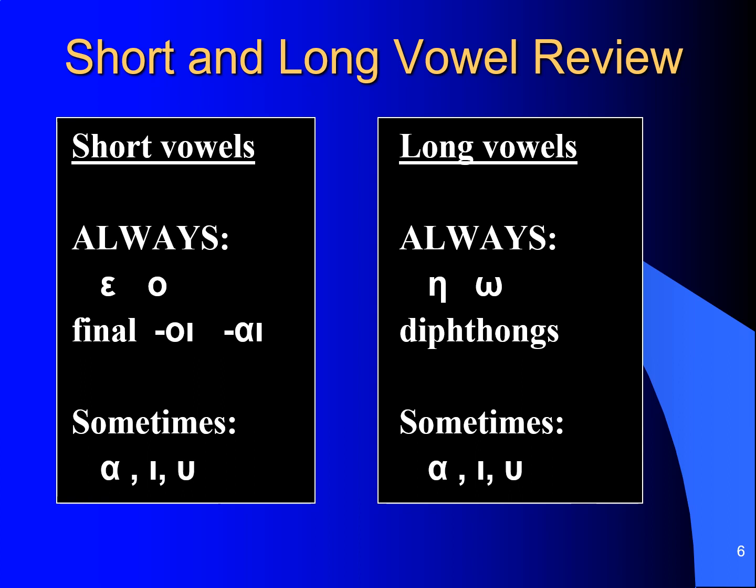And then we have alpha, iota, and upsilon, and they can be short or long, and it just depends, and we'll let you know when that's important for you to know whether they're short or long. Sometimes the accents themselves will tell you. A long vowel makes the syllable long, and a short vowel makes the syllable short. So when we talk about short syllables and long syllables, we're talking basically about the vowels that are in those syllables, which make those syllables short or long. Now we're going to look and see the effect that vowel length has on accents.